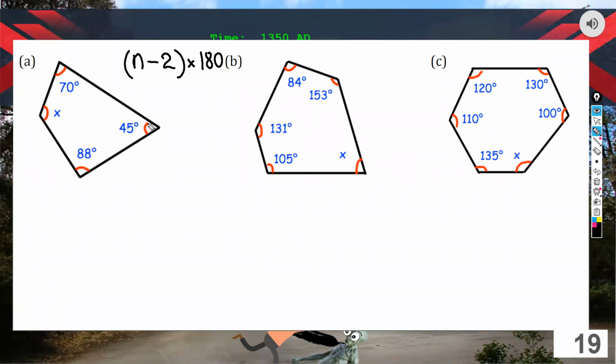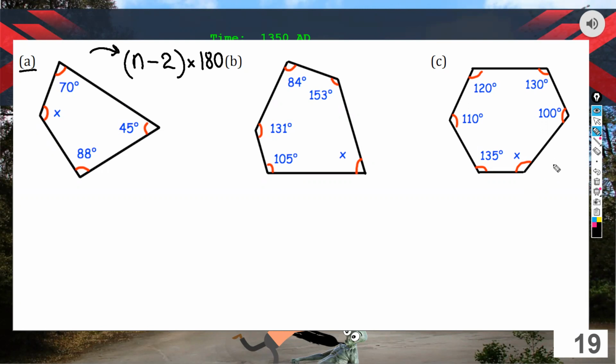On the screen, part A, you will notice a missing angle. This one's a pretty simple question, and you won't really need this formula, because let's count up the sides: 1, 2, 3, 4. So we know part A is a quadrilateral. We don't need a formula to figure out the total of all 4 angles in a quadrilateral, because we were taught that in SCA. So we know it's supposed to be how much? 360 degrees.